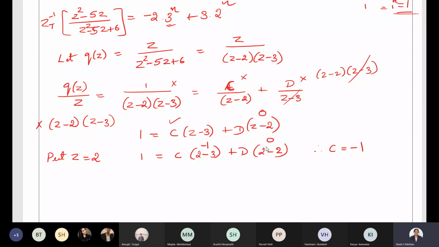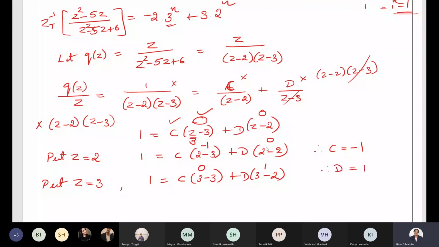It is minus 1. Now in order to find the value of d, you should make the coefficient of c 0. So for that, we should put the value of z as 3. So 3 minus 3 will be 0. So let us put z equal to 3. What do we get? 1 equal to c into 3 minus 3 plus d into 3 minus 2. So this term will be 0. 3 minus 2 is 1. Therefore the value of d is 1.